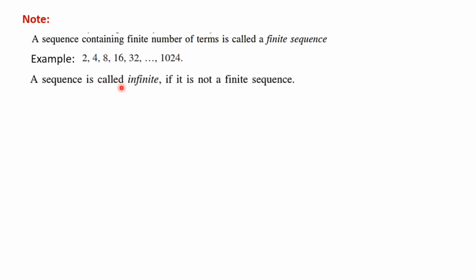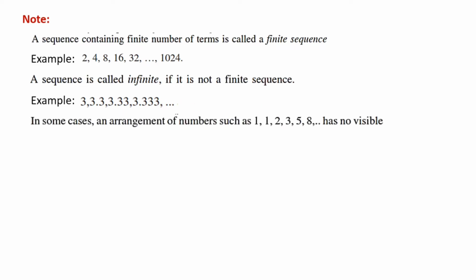The sequence is called infinite if it is not a finite sequence. If it is not a finite sequence, means the number of elements we cannot count. For example 3, 3.3, 3.33, 3.333, and so on. So this is an infinite sequence because last term is not there, it shows an etc. here.